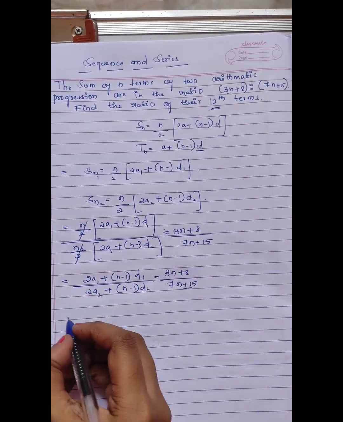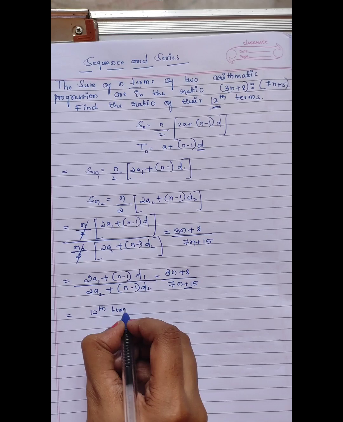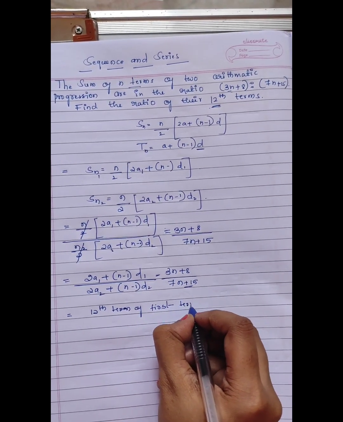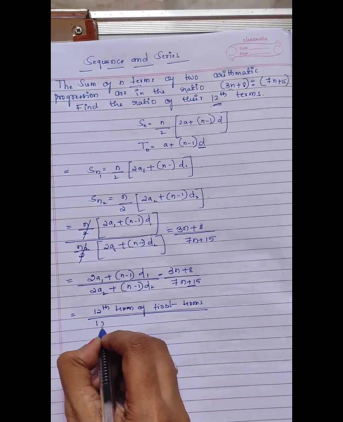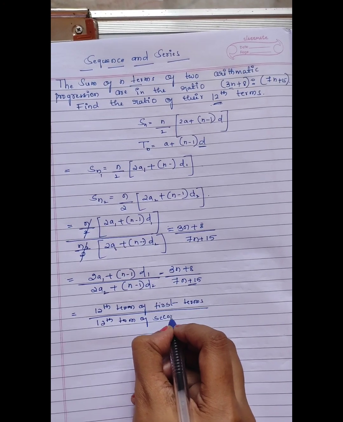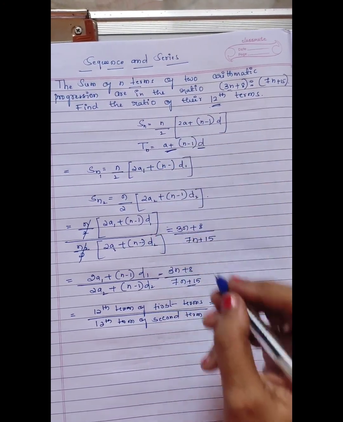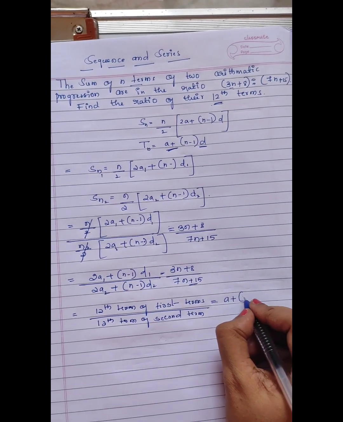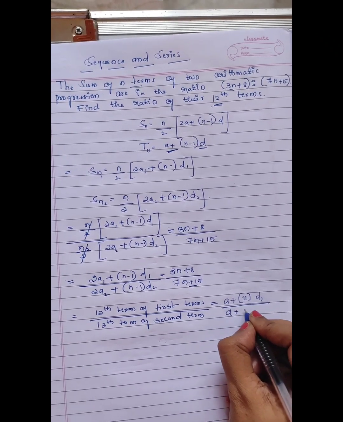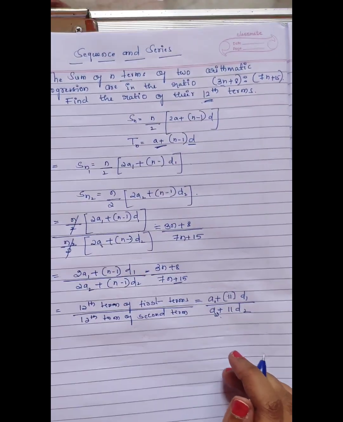We need to find the 12th term. So the 12th term of the first series divided by the 12th term of the second series will be, with n equal to 12, 12 minus 1 is 11: (a1 plus 11 d1) divided by (a2 plus 11 d2). This is a1, this is a2.